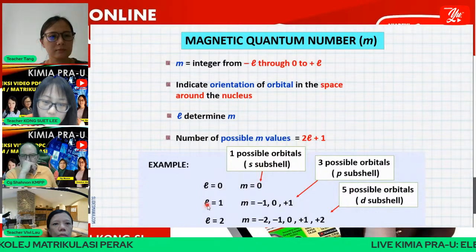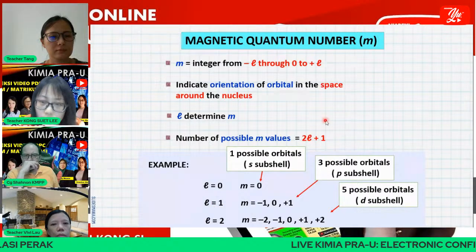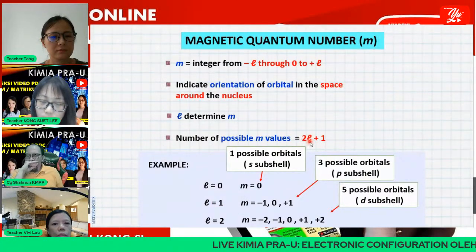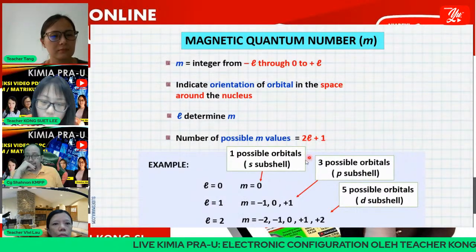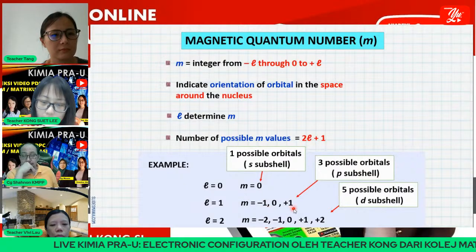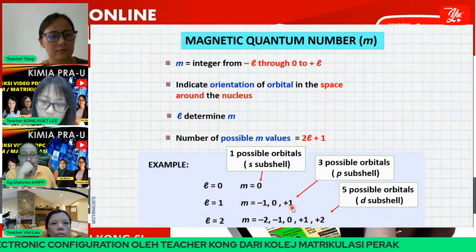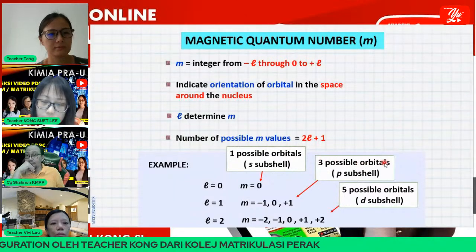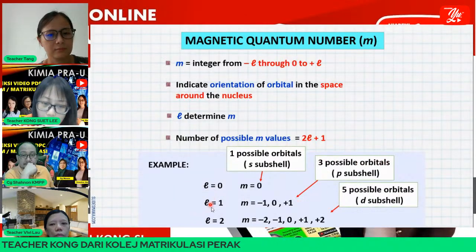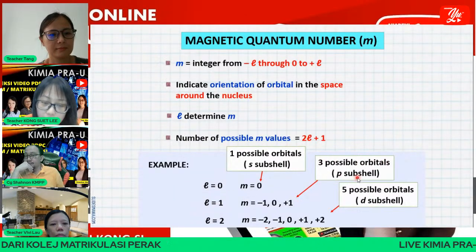For p, when L equals 1, we substitute: 2 times 1 plus 1 equals 3. That's why there are 3 possible orbitals, which are m equal to negative 1, 0, and positive 1. So in total there are 3 possible orbitals. L equal to 1 represents the p subshell.